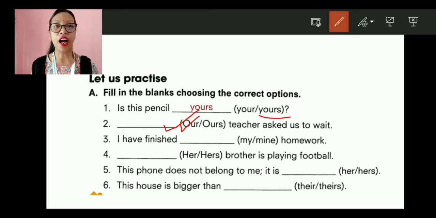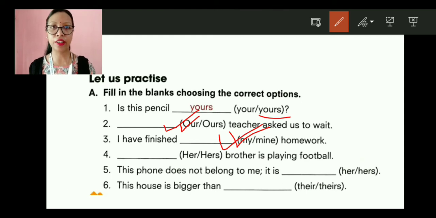Number 3, I have finished dash homework. I have finished whose homework? My homework. Therefore it will be my. Number 4, dash brother is playing football. Whose brother? Her or hers? Her brother is playing football. Remember, we use the possessive pronoun mostly at the end of the sentences. Okay?